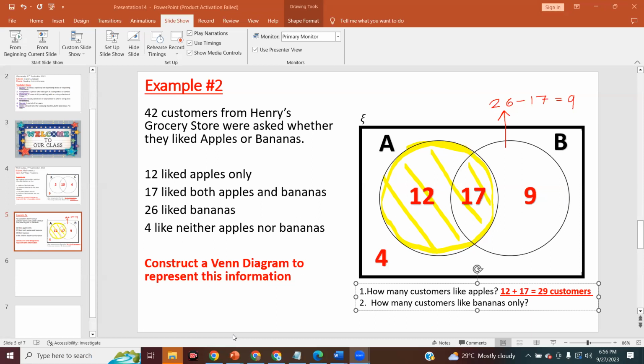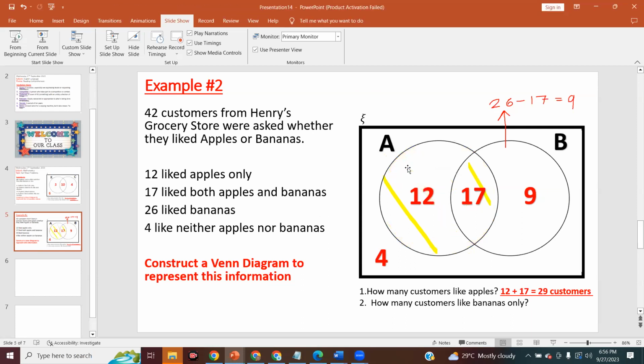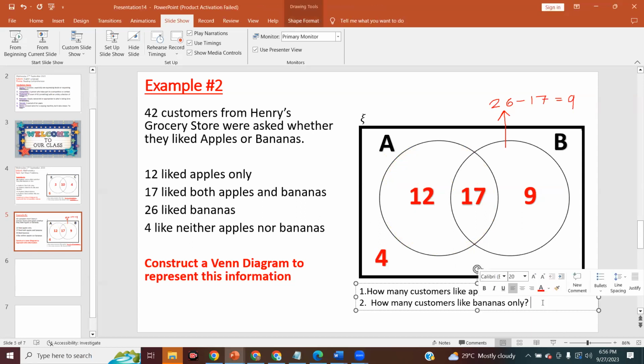All right. So 9. Why did y'all put 9? For bananas only. Because the keyword only was there, and 26 minus 17 is 9. Someone said it: the keyword only. Very good. So they said only. The answer definitely is 9 customers. So we got to look at right there. Bananas only is 9.